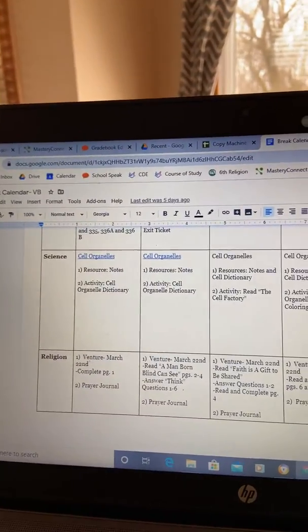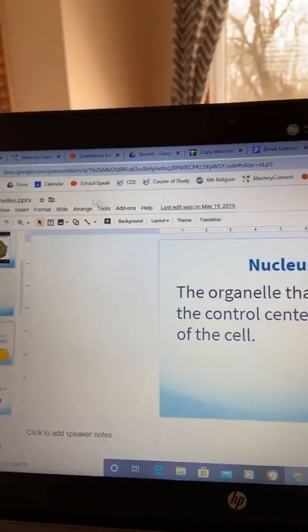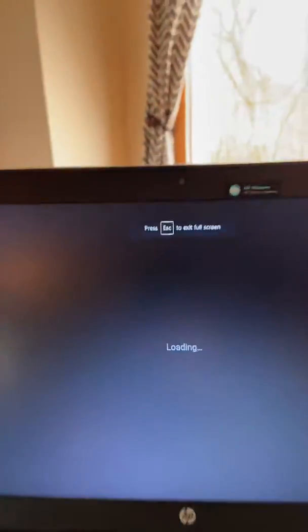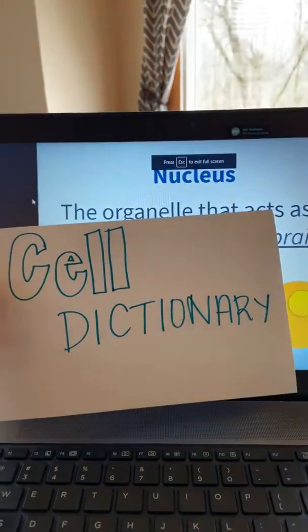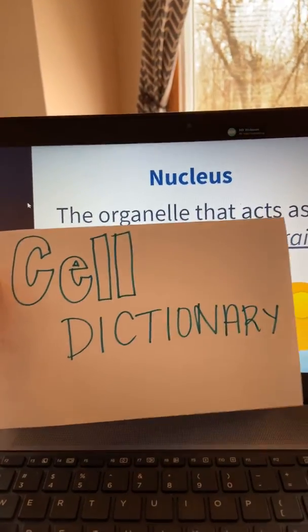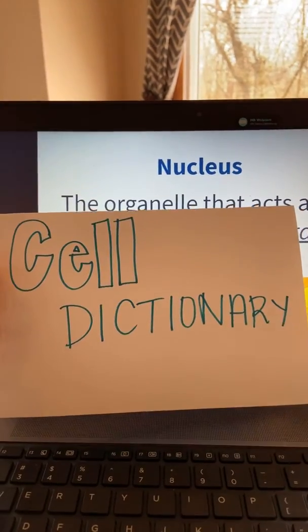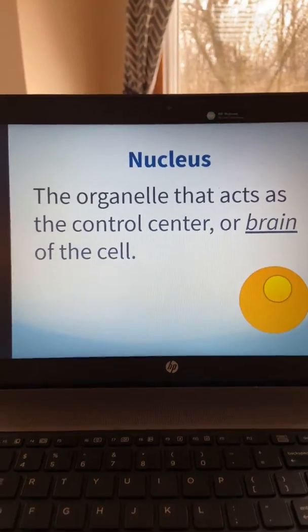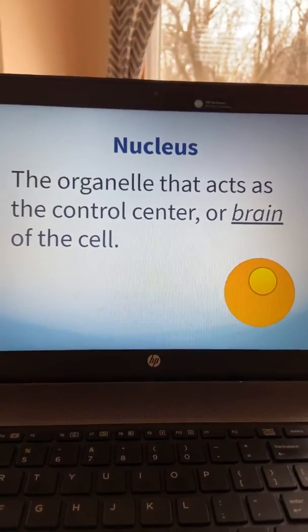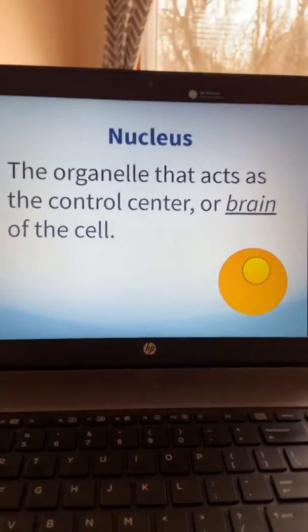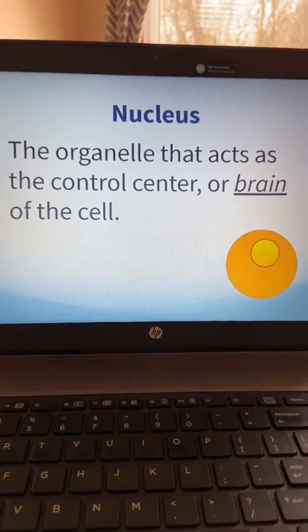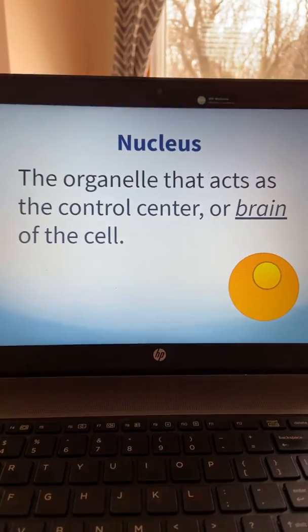Alrighty, so let me get this going here. I made a mock cell dictionary just to show you what we're going to do. Obviously this looks similar to yours, but not exactly the same. The first one is the nucleus. We're talking about different types of cells and the parts of the cells. The nucleus is the organelle that acts as the control center or brain of the cell.